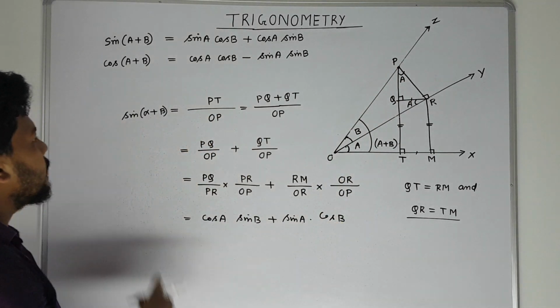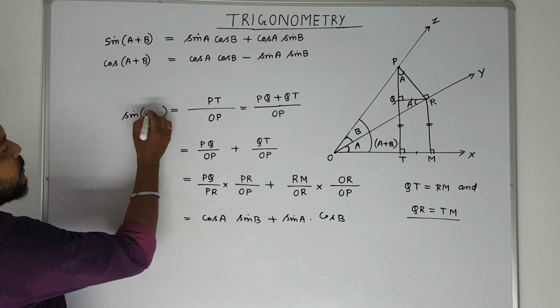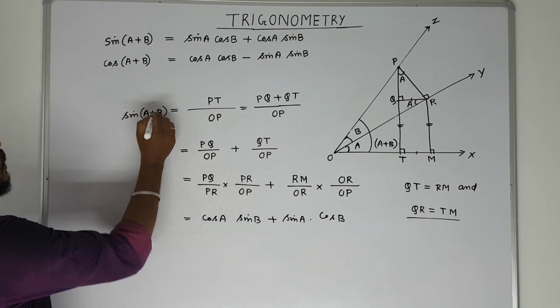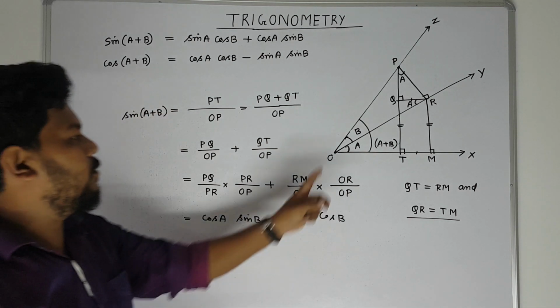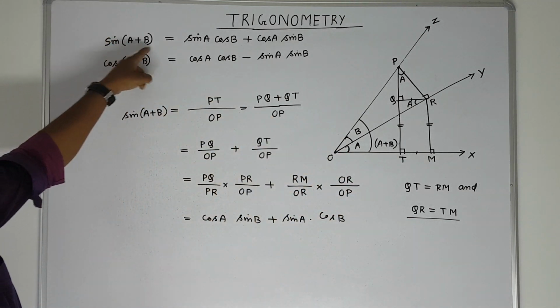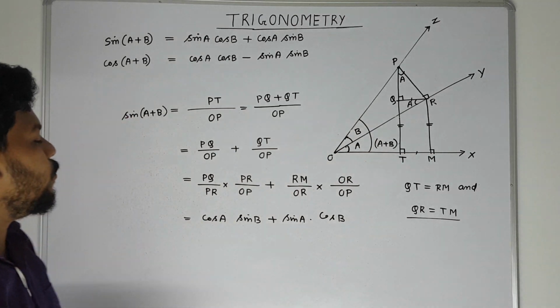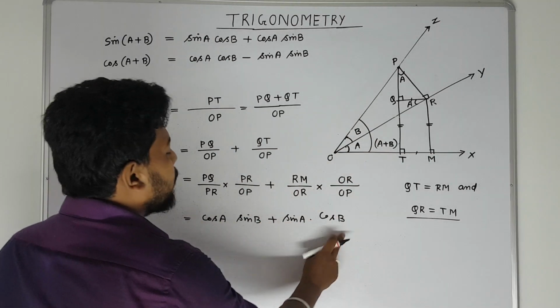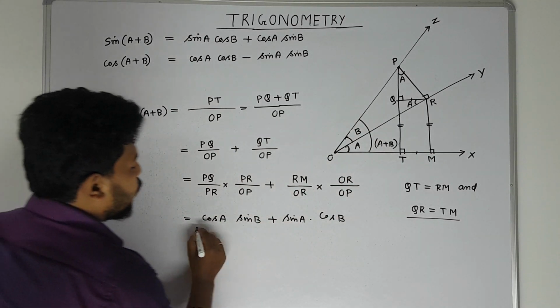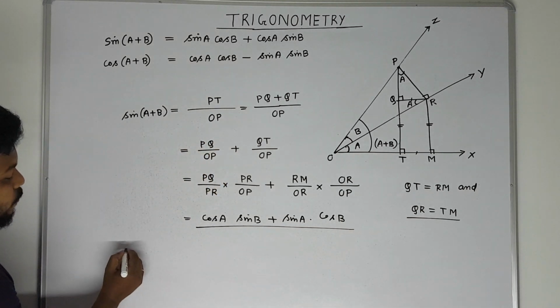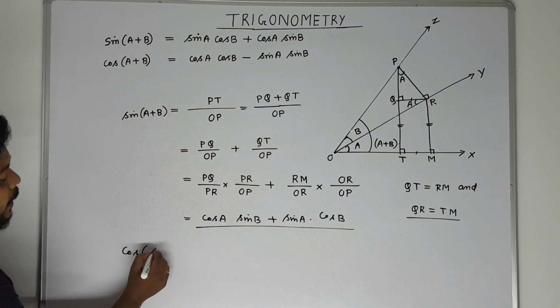So the formula is, it will be equal to sine, sorry, I was calculating for alpha plus beta, but in the formula I have taken A plus B. So sine A plus B is equal to sine A cos B plus cos A sine B. So the formula is proved. And what about cos A plus B?